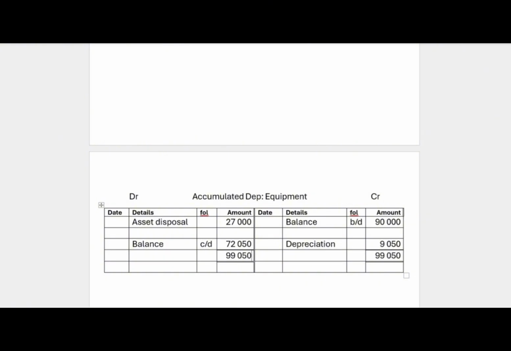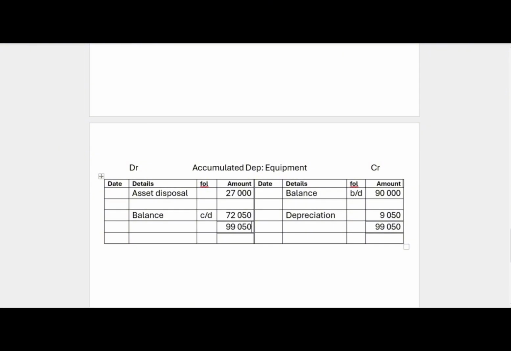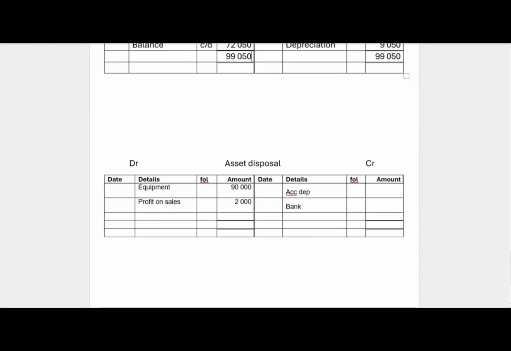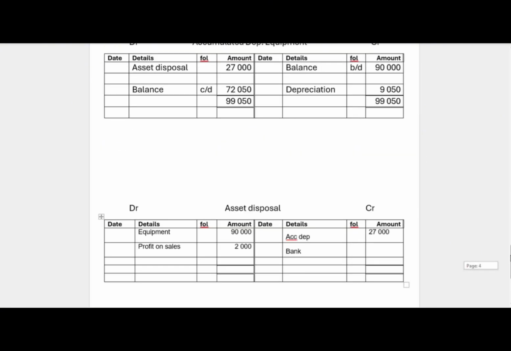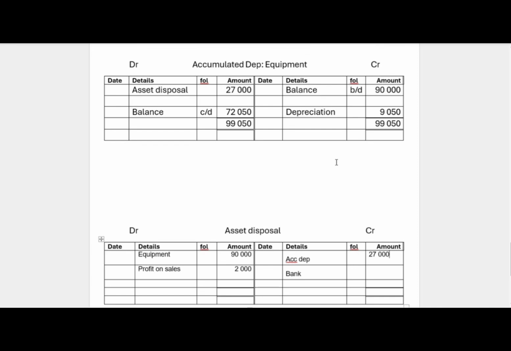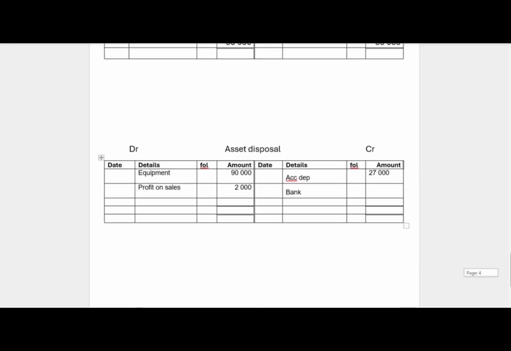With the accumulated depreciation, remember how we got this 9050 is through reconciliation, right? So now we go back to our asset disposal. Now we have got accumulated depreciation of 27,000 rand. Again, because if you check up there, double entry system, we take this one, we bring it here.